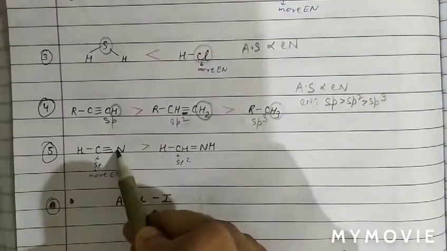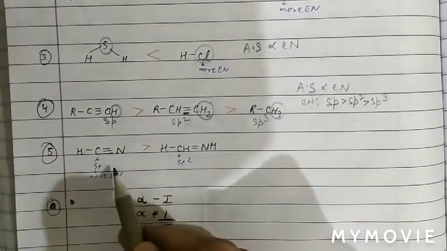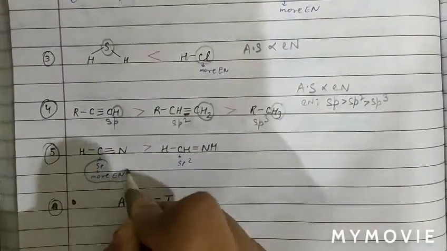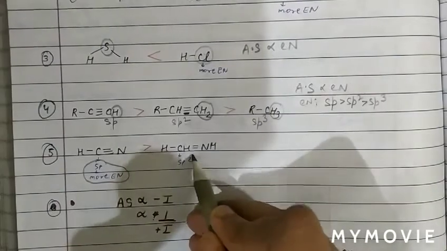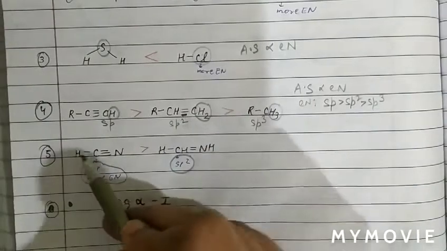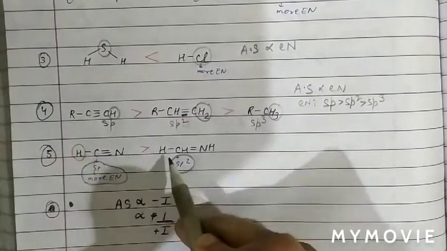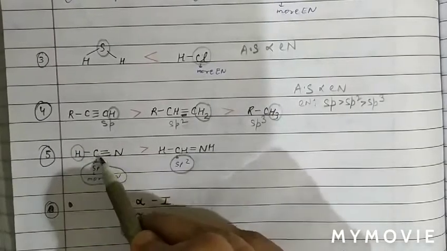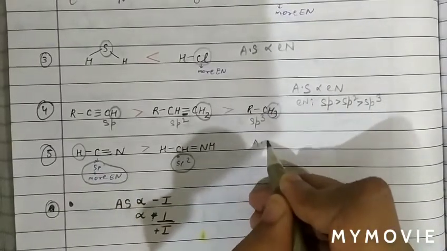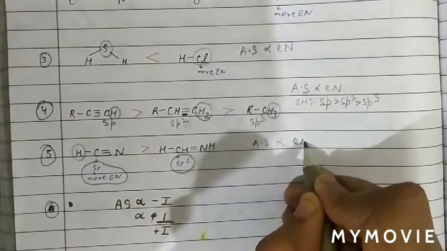The next question is HC≡CH and H2C=CH2. In this case, the hybridization of carbon is sp, and in the other case the hybridization of carbon is sp2. Hydrogen is attached to carbon in both, and the electronegativity of sp carbon is more than sp2. Therefore in this case also, when the atom is the same, acidic strength is proportional to electronegativity.